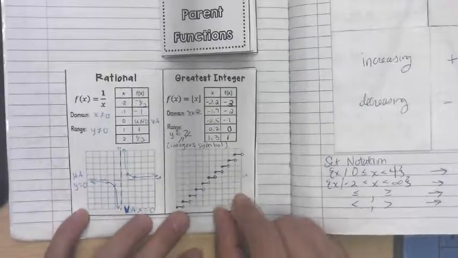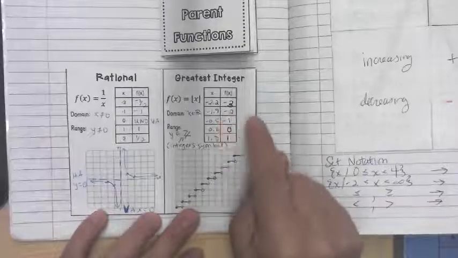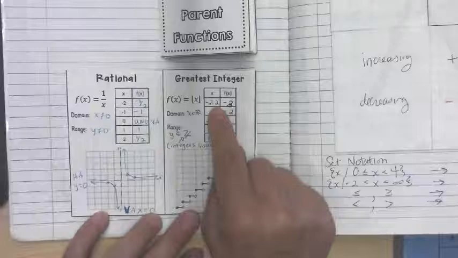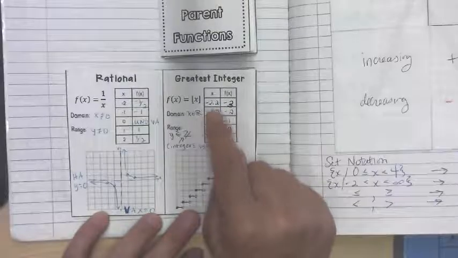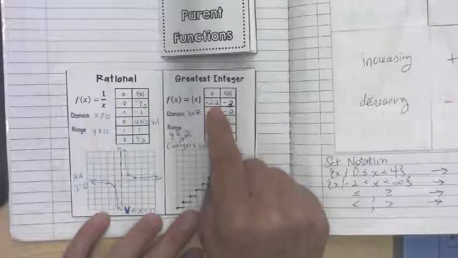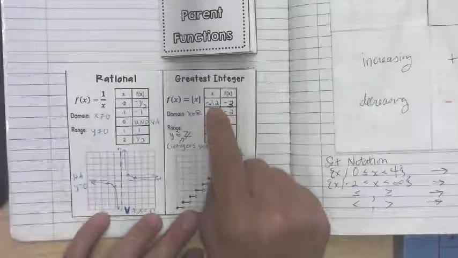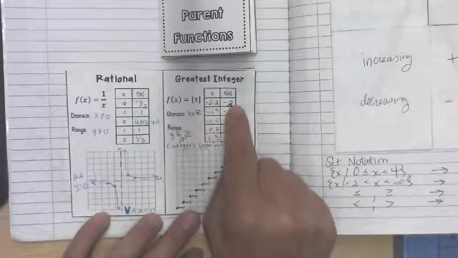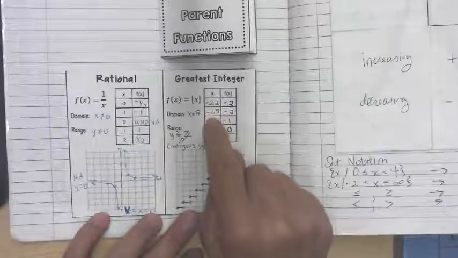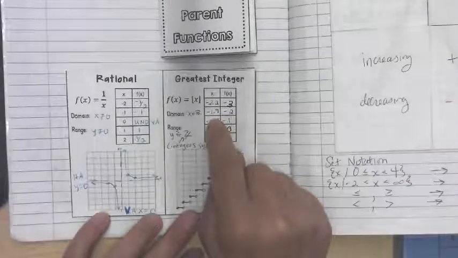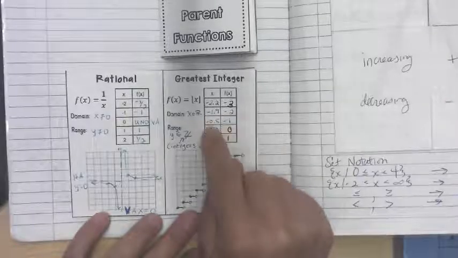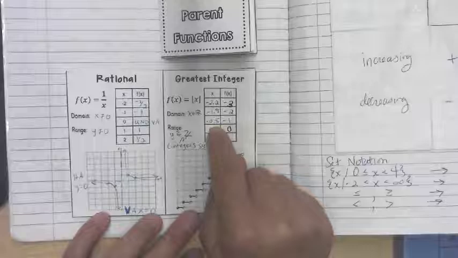The greatest integer function takes a value, in this case -2.2 or -2.1 or -2.9, and rounds it, in this case, down. So it's going to go from -2.2 to -3. In this case, it's going to be negative 1.9 or negative 1.8, negative 1.2. It's going to round down and go to negative 2. Negative 0.5 is also going to round down to negative 1.